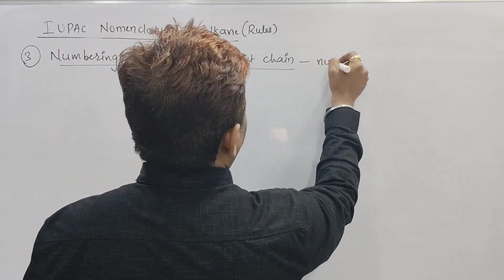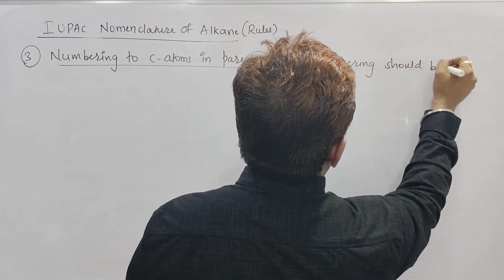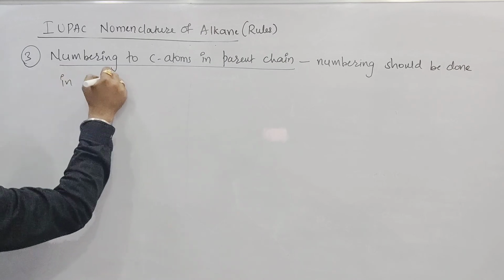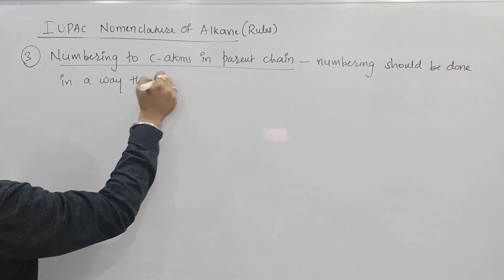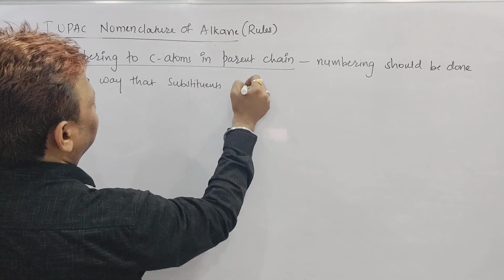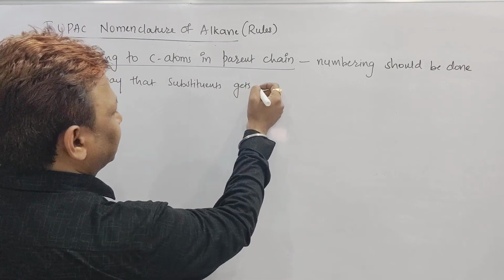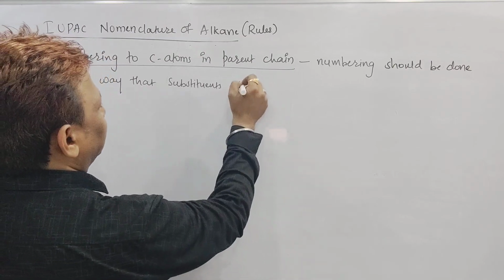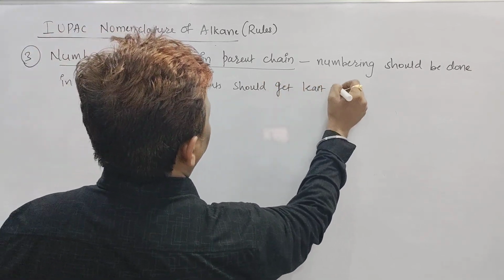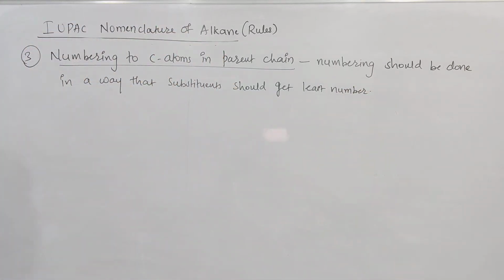Numbering should be done in such a way that substituents should get the least number. A substituent means the methyl, ethyl groups, these are all substituents. Substituents should get the least number. I want to show you one example.